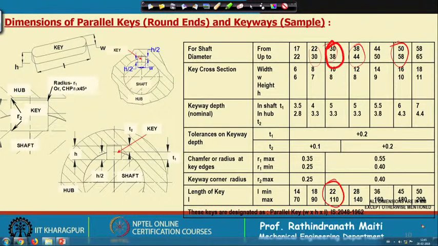Apart from that, what is more important is the dimensions. On the shaft, the depth T1 is, for example, if we consider the input shaft, the key height is 8 millimeter. So h by 2 is 4 millimeter, but T1 on the shaft is 5 millimeter, whereas on the hub it is 3.3 millimeter. Here this is 3.3 millimeter, which is T2.